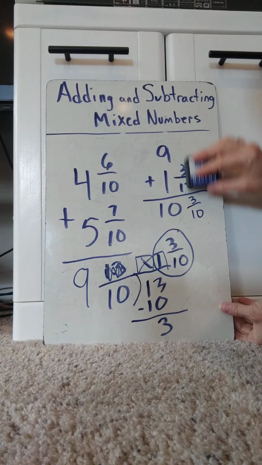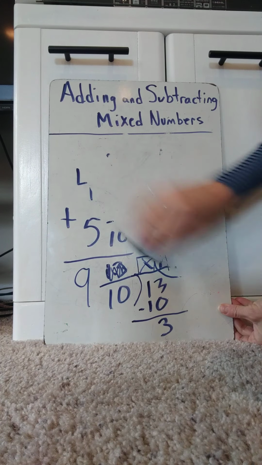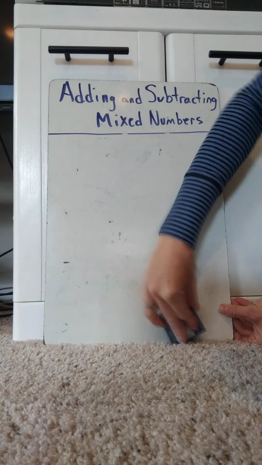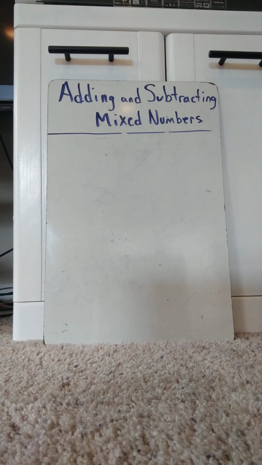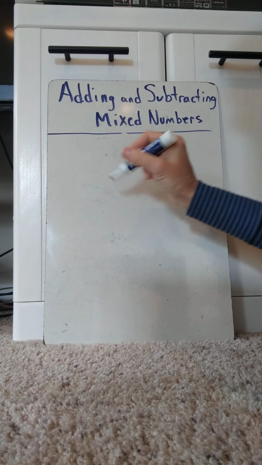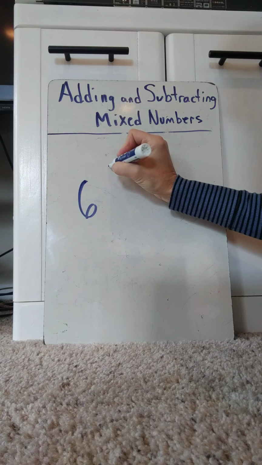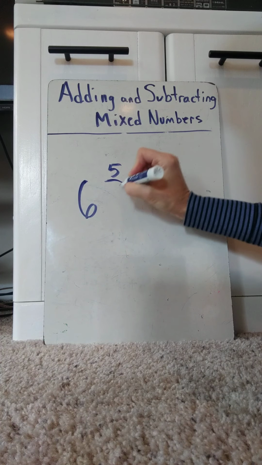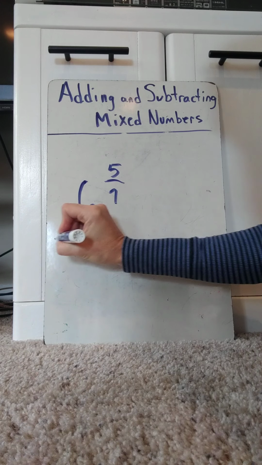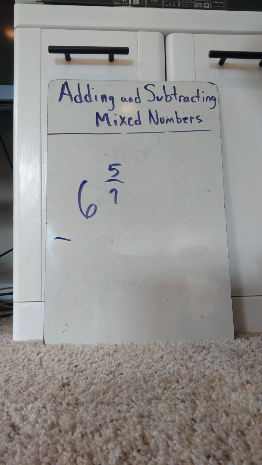Now, let me show you some examples of subtraction problems, okay? The first thing I'm going to show you is just your very basic subtraction problem, which you may see sometimes. We have 6 and 5/7 minus 2 and 1/7.